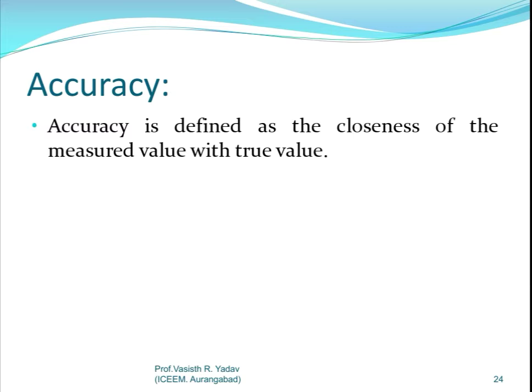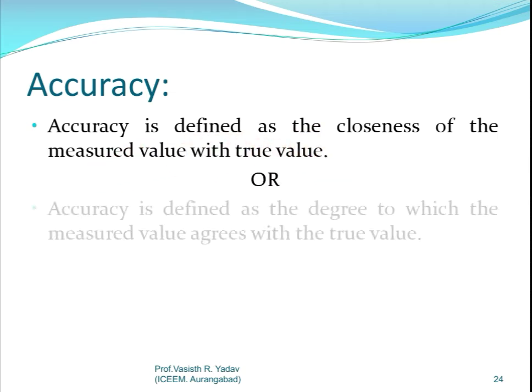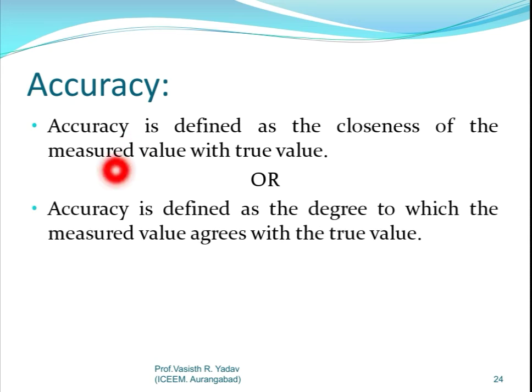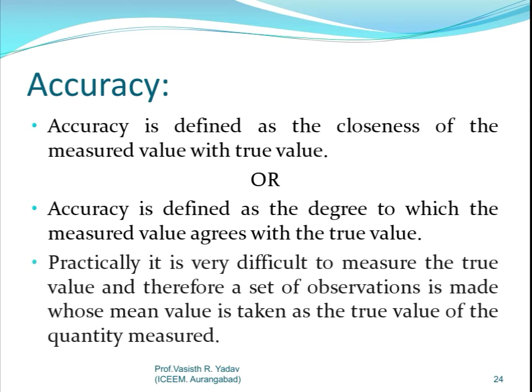Now we can say that the plate with thickness 9.7 mm is more accurate, right? So we can say that accuracy is nothing but the closeness of the measured value with the true value, right? Or we have another definition: accuracy is defined as the degree to which the measured value agrees with the true value. How close the measured value is with respect to the desired value is nothing but accuracy, right?